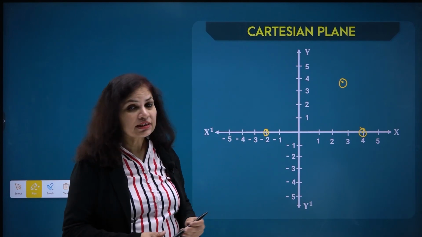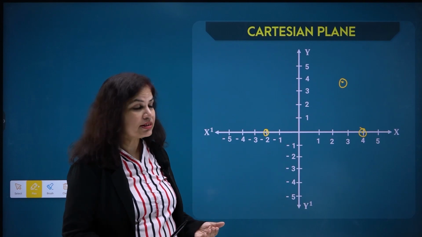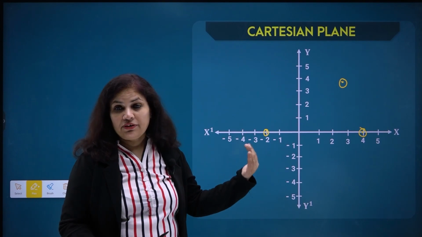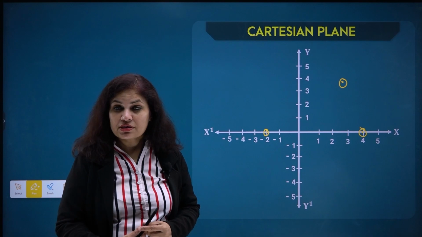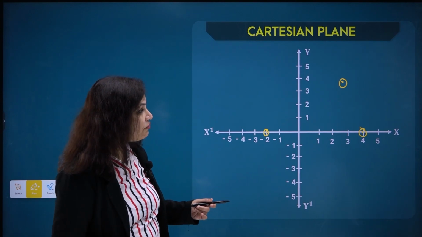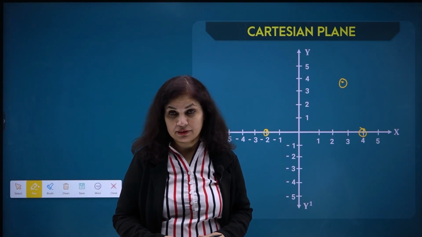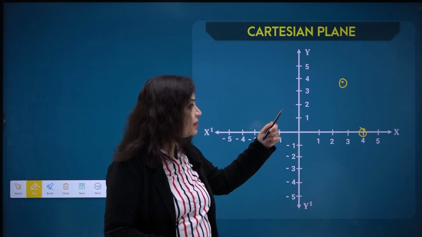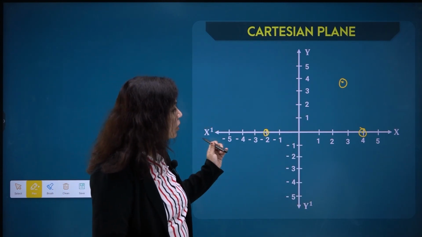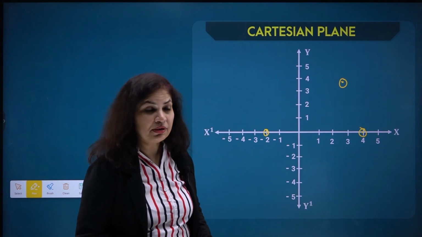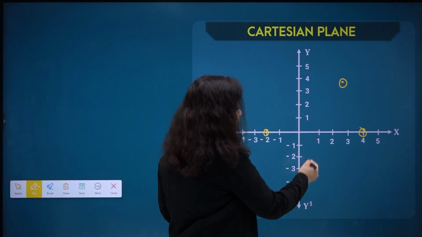So if I have a single number line, on a line, if I represent a number, either to the left or to the right, I will take the help of a single number line. But what if I have to represent a point on a plane? Then along with this horizontal number line, I would require a vertical number line.